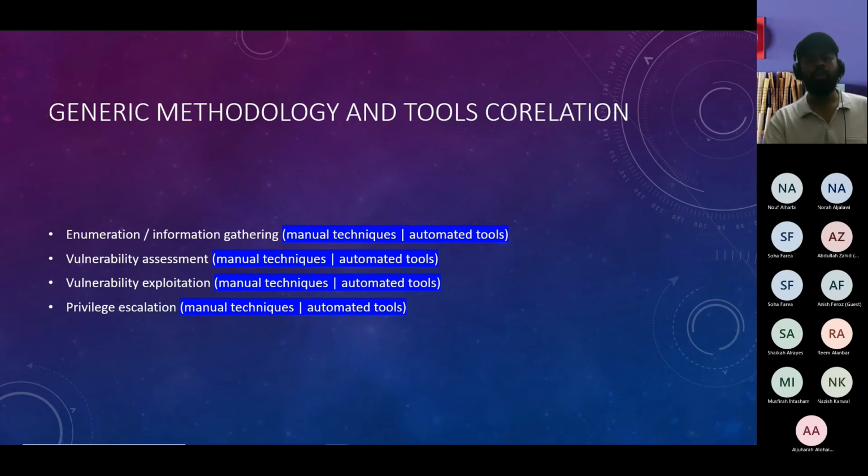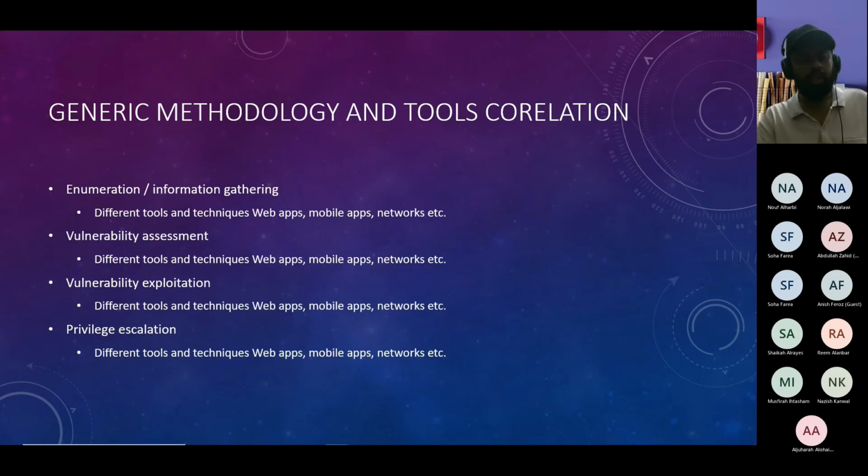So this is the methodology versus tools correlation. And again, if the type of asset changes, techniques will be different and tools will be different. This is the same point I have already explained: in information gathering, I have written different tools and techniques for web application, mobile application, and networks. If you are doing VAPT of a web application, tools and techniques will be different. For mobile applications, it will be different, and for networks, it will be different. So the tools and techniques for this complete VAPT life cycle are different for each type of asset. So this point is clear.